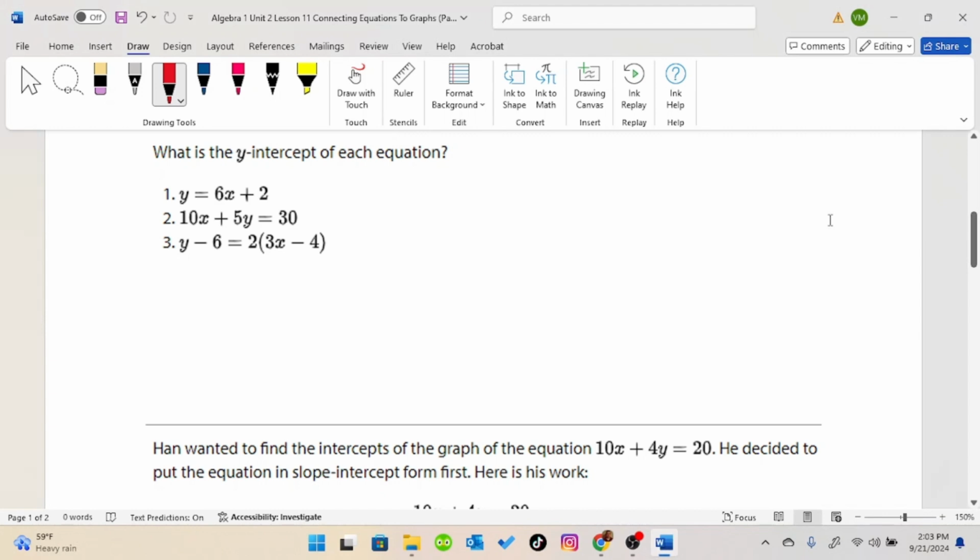Our next practice problem asks, what is the y-intercept of each equation? So for number 1, we have y equals 6x plus 2. Number 1 is in slope-intercept form. The number by itself is the y-intercept.